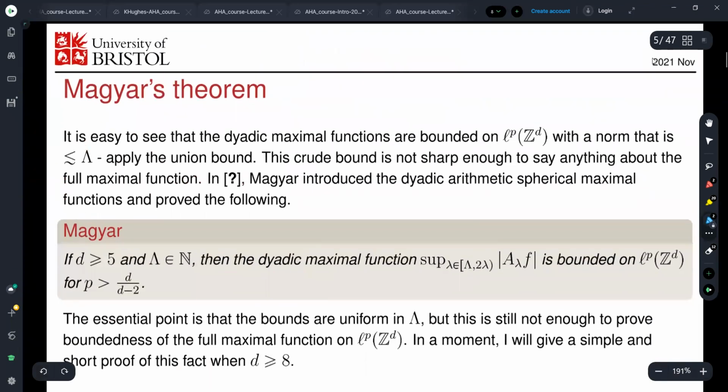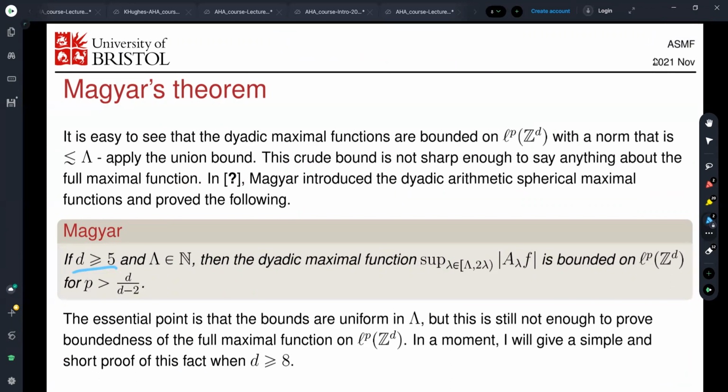Cool. So what's the first theorem that appeared regarding these maximal functions? Well, Magyar introduced the dyadic maximal functions, and he proved that each of them is bounded on little LP of Z^d as soon as p is big enough and the dimension is big enough. So what is big enough here? The dimension has to be at least 5 or more dimensions. And the p in the LP norm, the integrability exponent, has to be at least d over d minus 2.